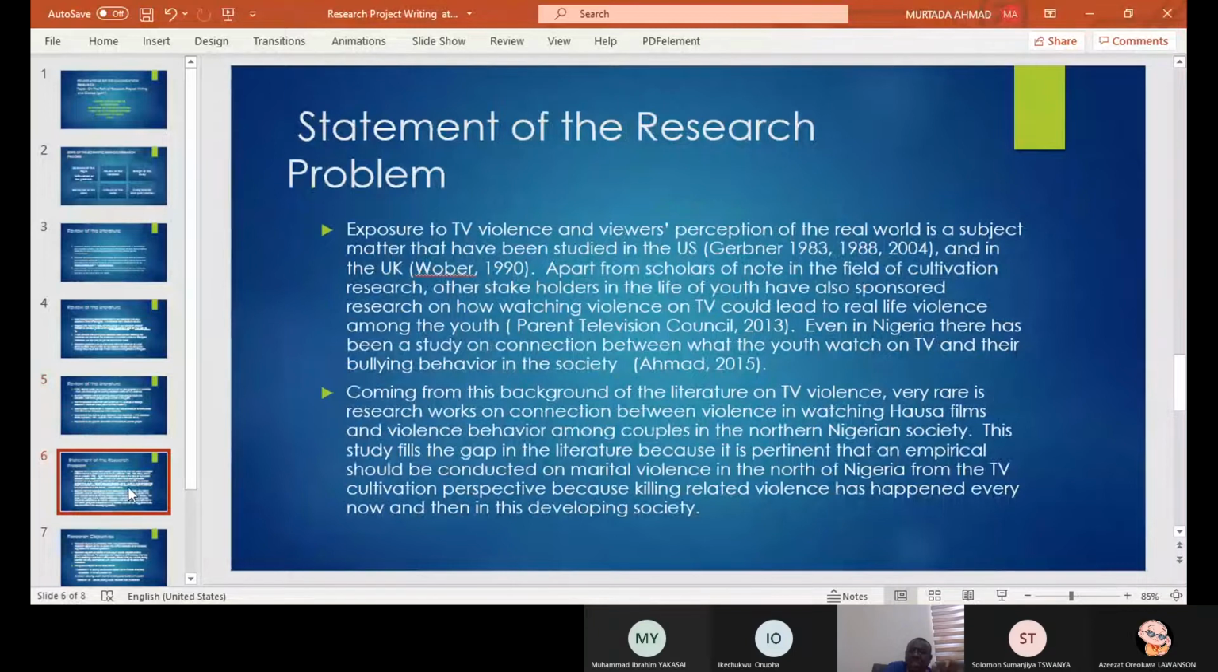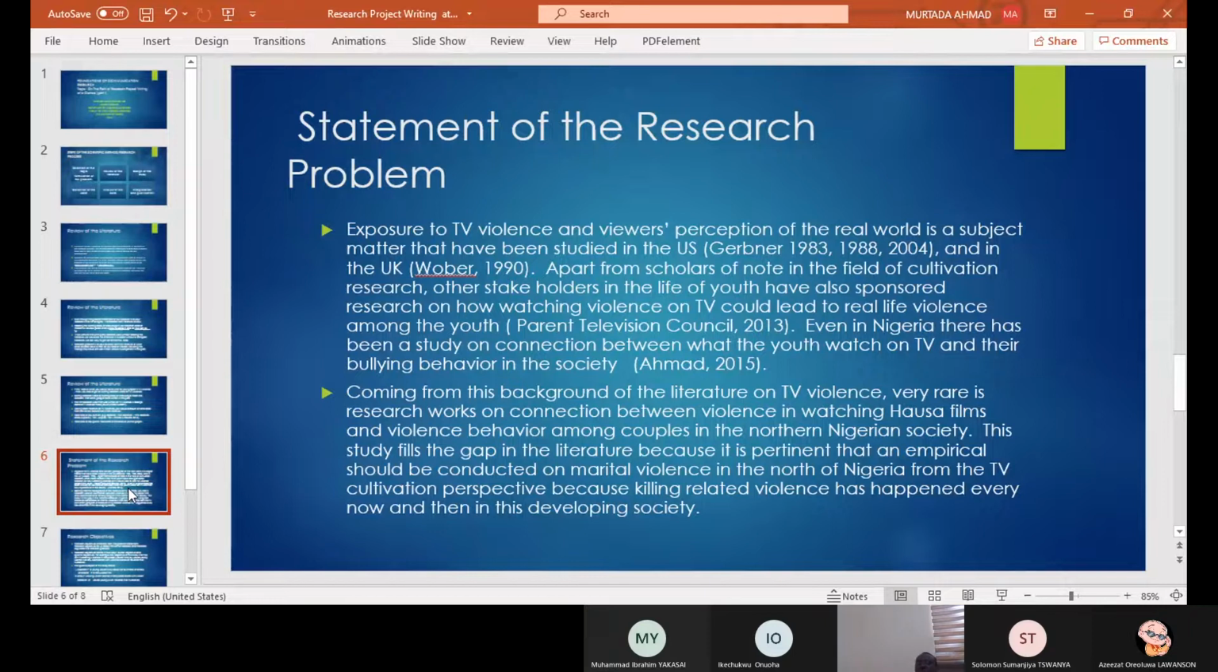Now, how to make a statement of the research problem, I taught you last week. Statement of research problem all comes from the literature, and of course, in your chapter 1, when you are writing the problem statement, something must come before it, and that is what we call background to the study. That is 1.1 background to the study, then 1.2 would be a statement of the research problem.